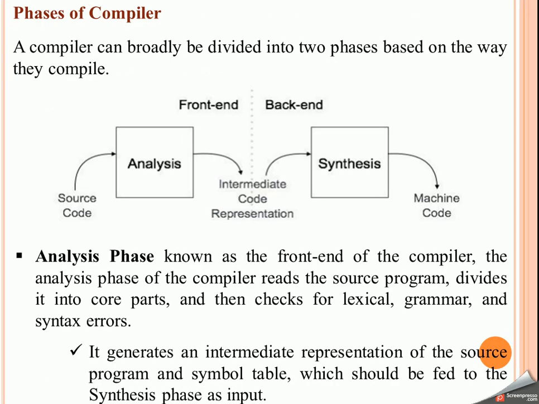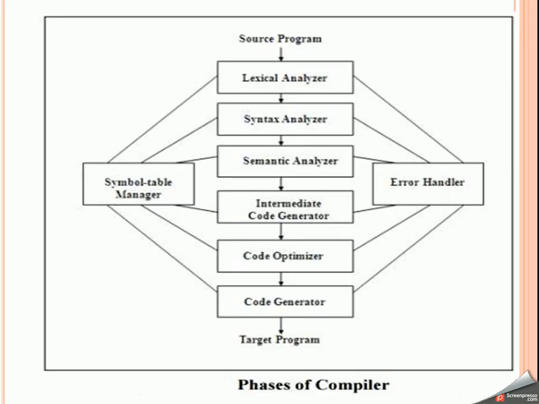Now moving on to the synthesis phase, that is the back end of the compiler, it comprises two important passes, that is optimization of the code and generation of the code, which leads to a target program being generated. Apart from all these passes or phases of the compiler, there are two important components that play a very vital role in designing the compiler: the symbol table manager and the error handler.